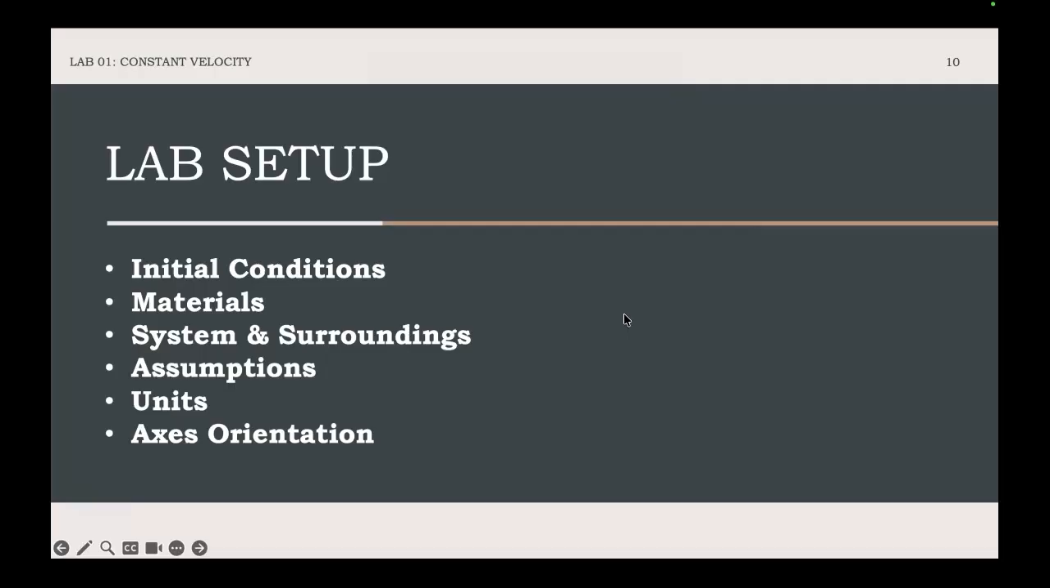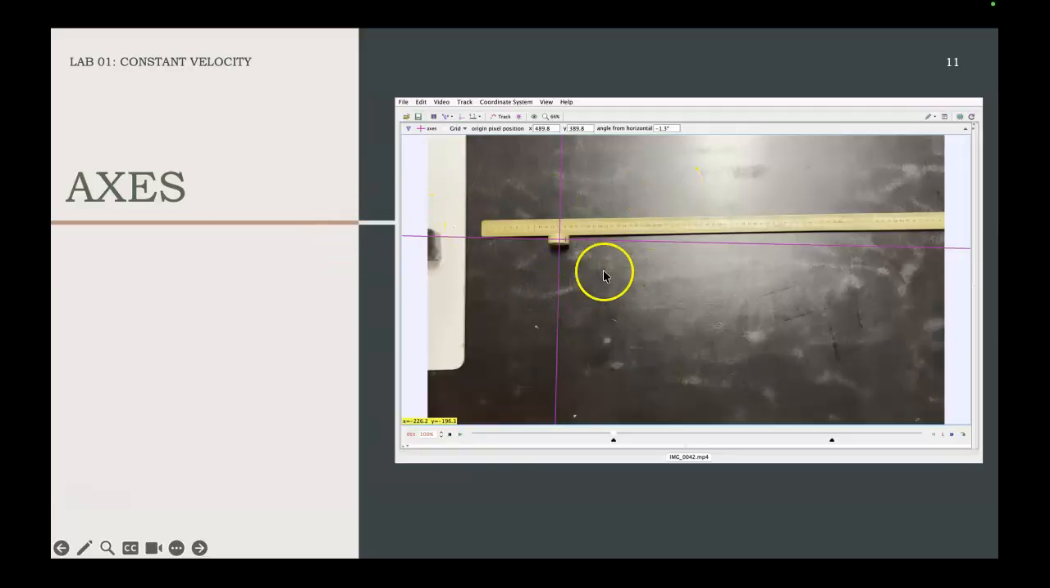So our lab setup, we had some initial conditions where our position vector was 0, 0, 0, and our initial velocity had some x component. Our materials were a metal cylinder, a meter stick, our table, and the camera that we used to record the experiment. Our system we defined was the metal cylinder, which is our object in motion, and its surroundings were basically everything else, which includes the earth, the table, the air, etc. Our assumptions were that friction and air resistance were negligible in this case, and our units were meters and seconds. Our axis orientation we defined as right positive and up positive as well.